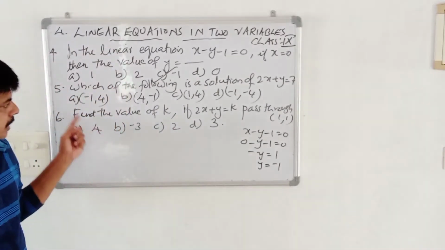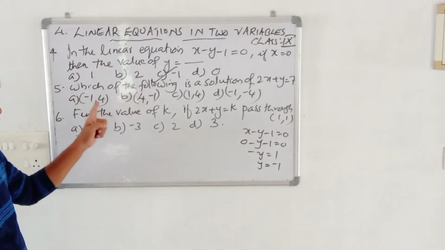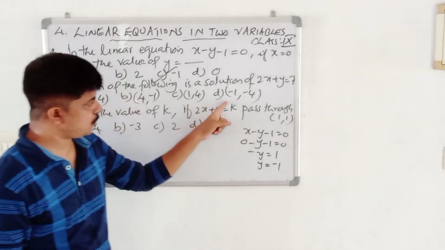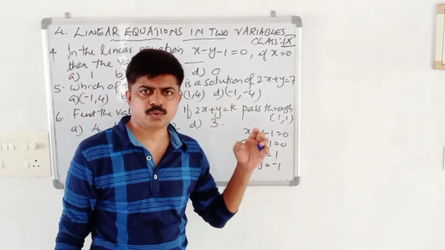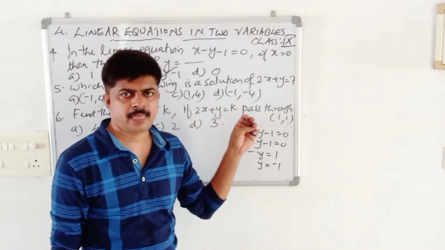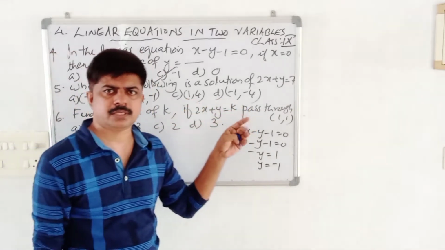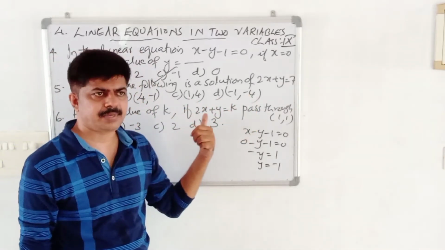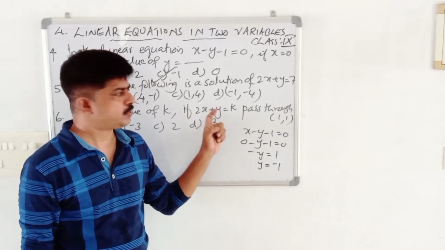Okay. Next question. Which of the following is a solution of this? Here we are given some solutions. We know each linear equation in two variables has infinitely many solutions. Therefore, the graph of a linear equation in two variables is a straight line. A straight line means we know it has infinitely many solutions.